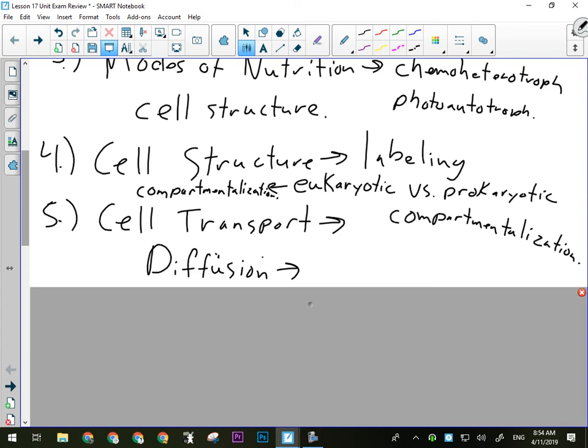Now, diffusion has some drawbacks. It's free, that's good, but it has some drawbacks. It's not targeted, so it doesn't send things to specific places. It's also really slow and doesn't work over long distances. Those are the things we have to remember about diffusion.